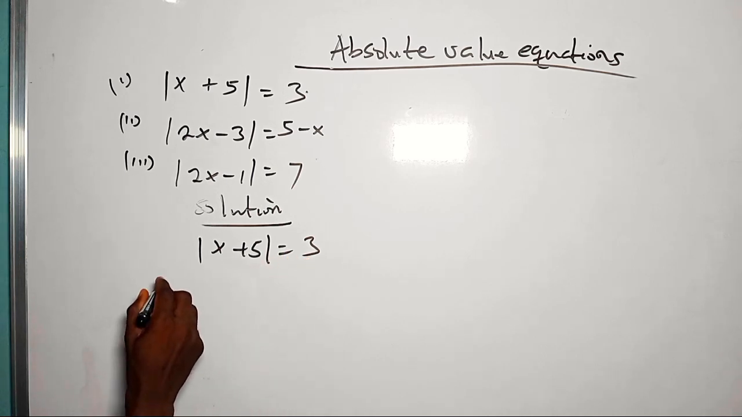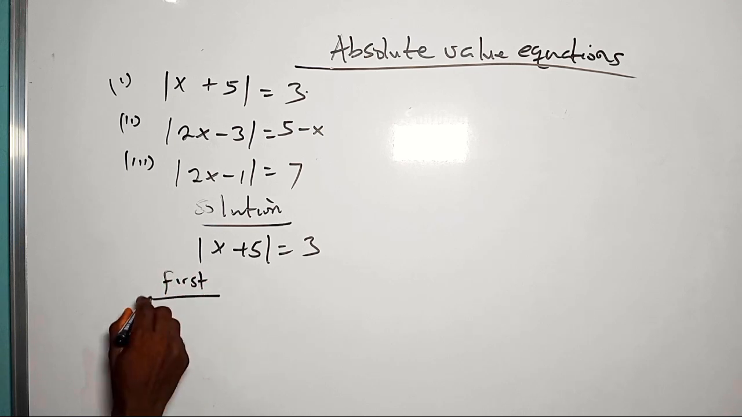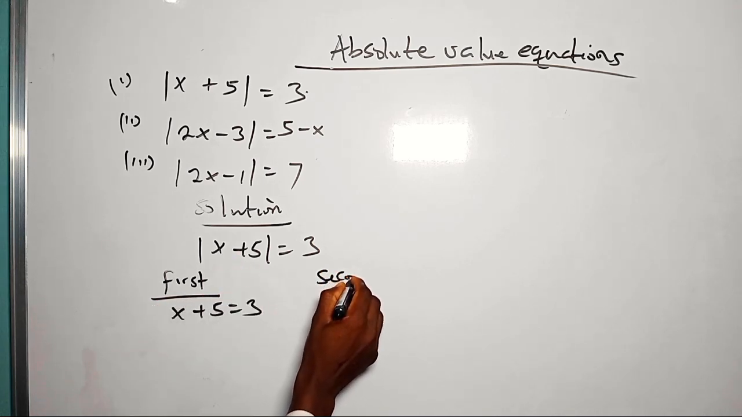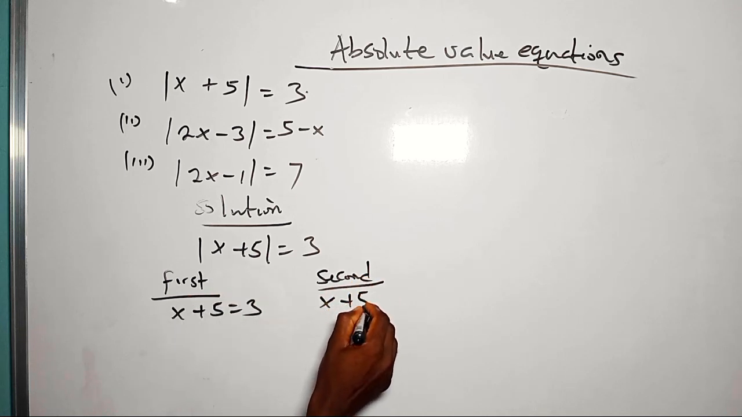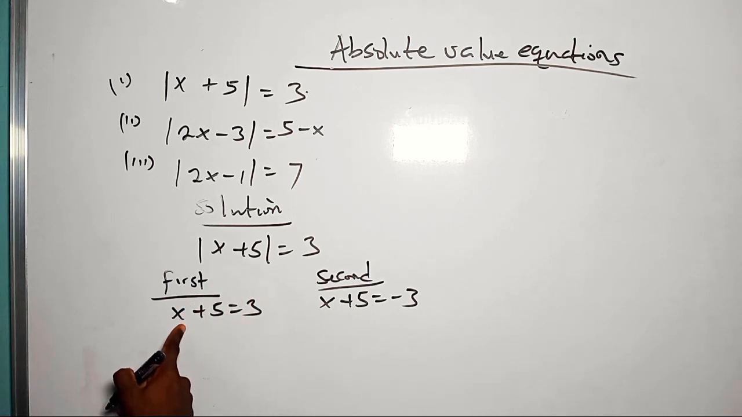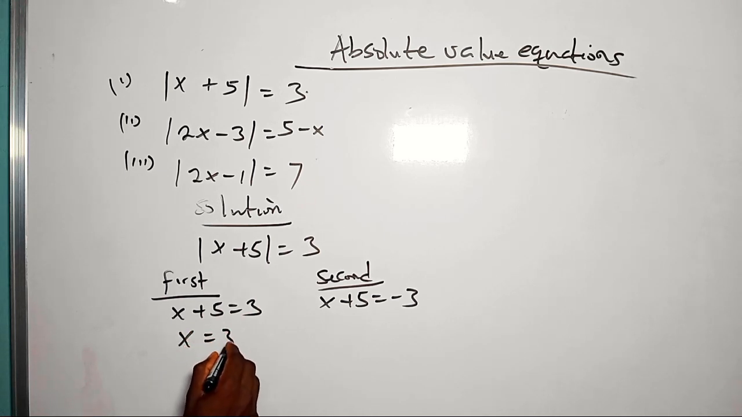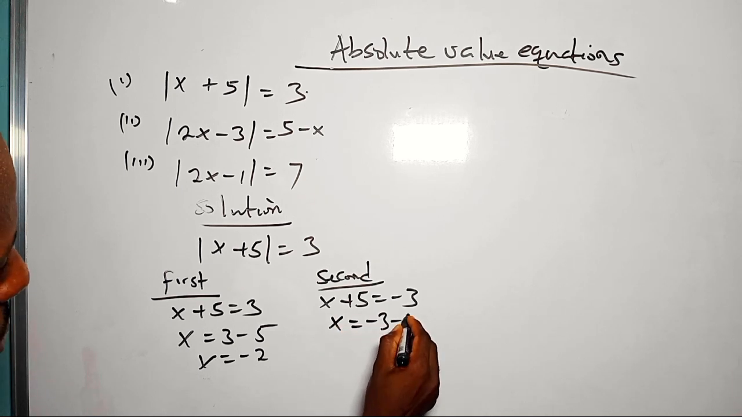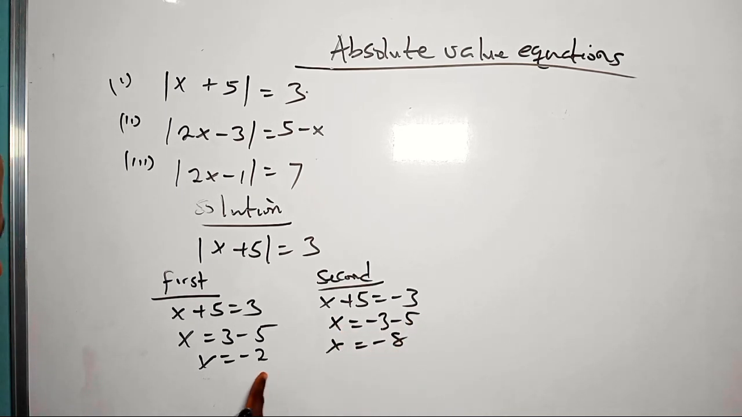The first set of equation is x plus 5 equals positive 3, and the second is x plus 5 equals minus 3. These are the two cases we can have. For the first one, let's solve this. For plus 5, we subtract 5 from both sides, so we have x equals 3 minus 5. So x equals minus 2, this is the first solution. And for the second, we subtract 5 from both sides as well, so we have x equals minus 8, which is the second solution.